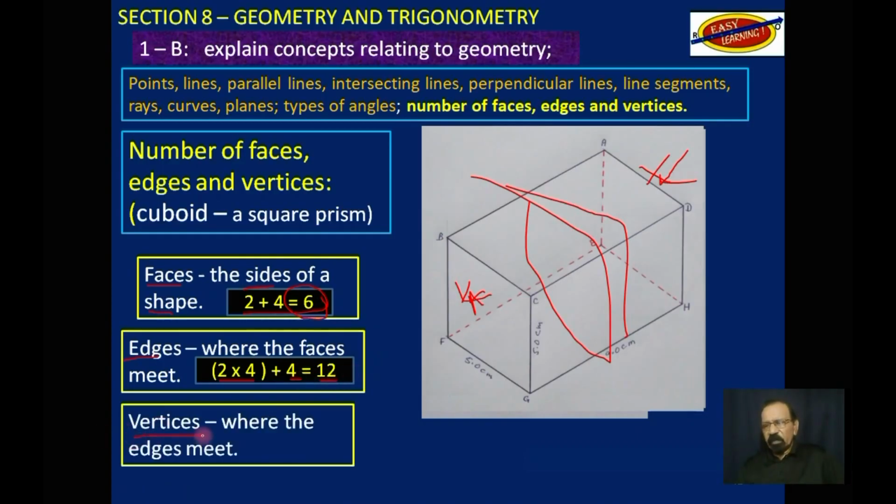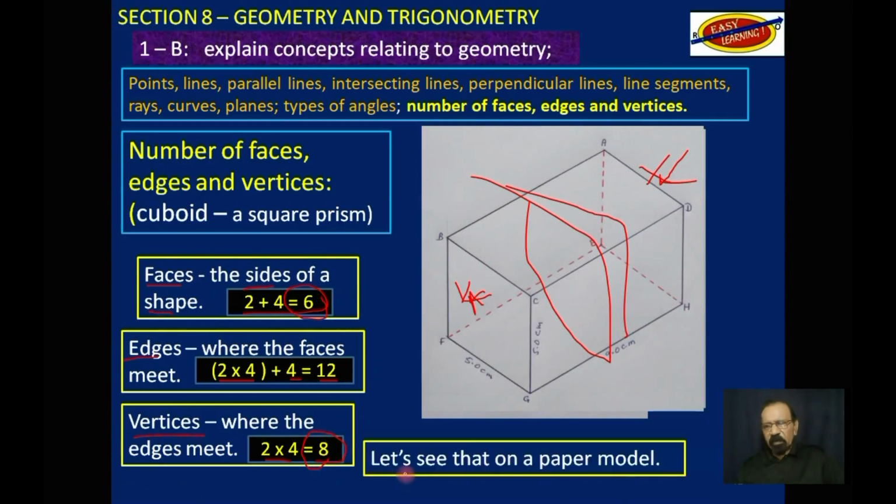How many vertices? All we need to deal with is the end faces. Since it is a square, then each end face will have 4. We have 2 such end faces. So it will be 2 times 4, which would give us 8 vertices. Let's see that as a paper model.